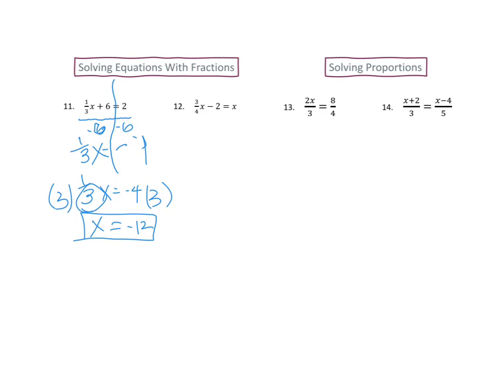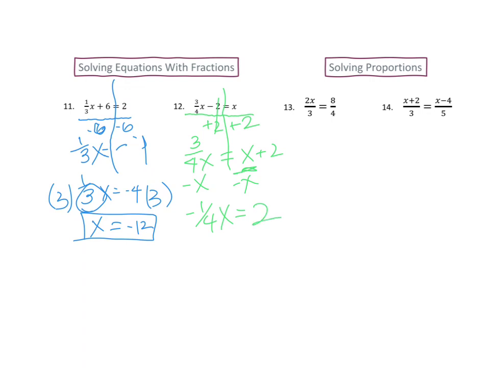Let's try this number 12 here now. It says 3 over 4x, or 3/4 x minus 2 equals x. So the first thing I'm going to do is get rid of this minus 2. The opposite of minus 2 is plus 2. And what I come up with, because this goes away, is 3 over 4x equals x plus 2. Now I have to get rid of this x. The opposite of positive x is negative x. 3/4 x, or 3 over 4x minus x, gives me negative 1/4 x, and that equals 2.